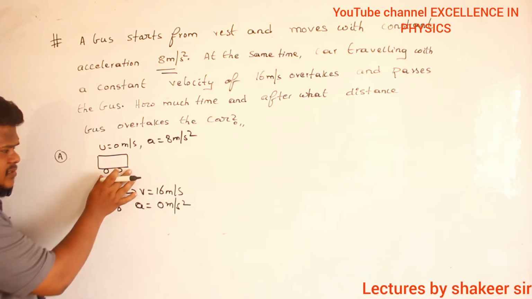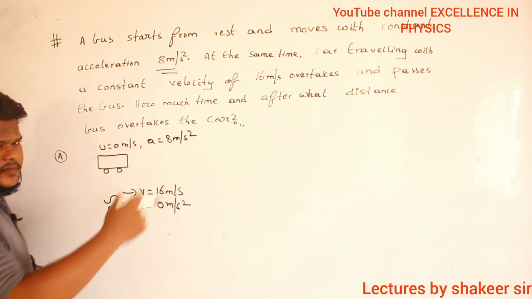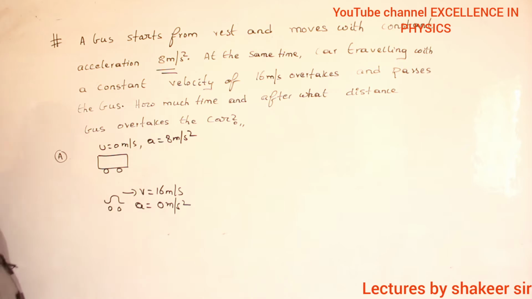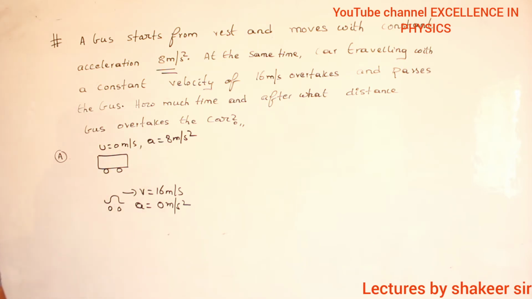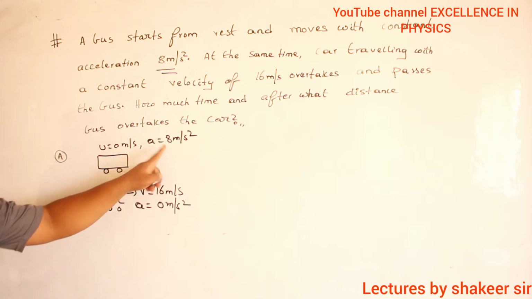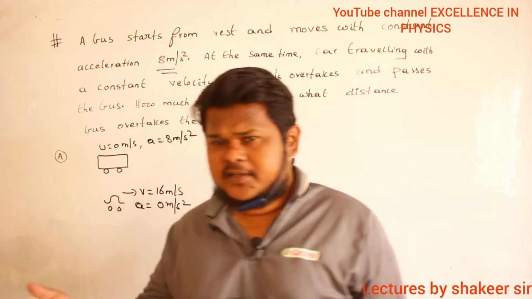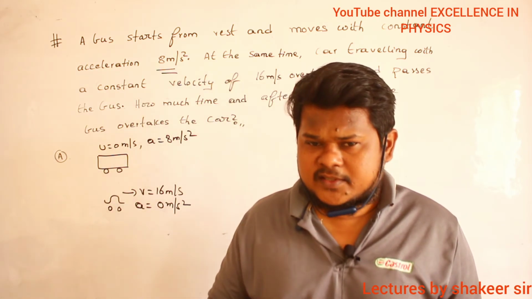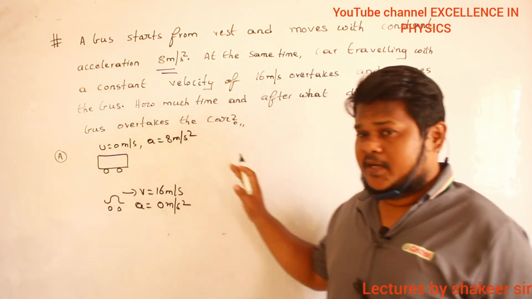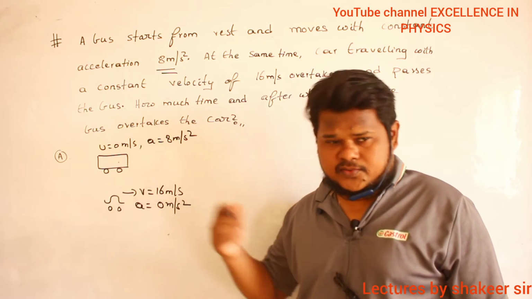So when the bus is in rest position, the car has overtaken this bus and it is traveling forward. But what are the conditions of the bus here? Bus initial velocity is definitely 0, but it is having acceleration. What is meant by acceleration? Acceleration means its velocity continuously increases. Velocity of the bus continuously increases. That is called acceleration. So after some time, definitely the bus will overtake the car also.